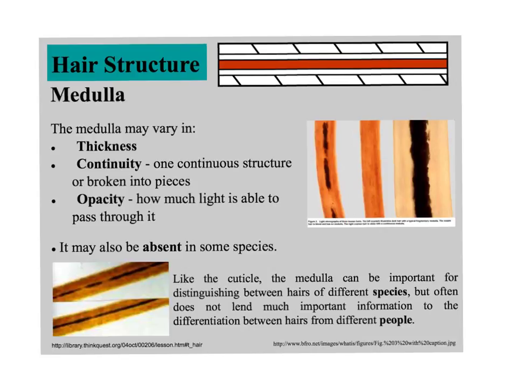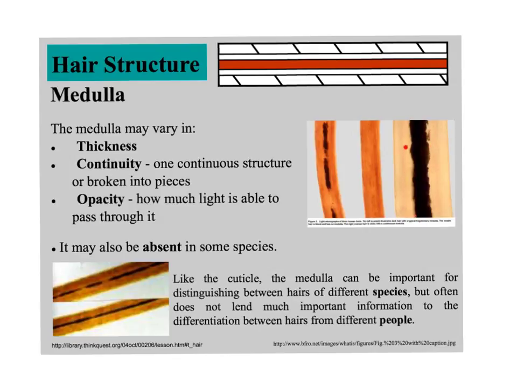All right, we're looking here at the medulla. Medulla can vary in three ways: the thickness, the continuity, or the opacity, which is how easily light is able to get through it. And notice some human hairs, like this one, don't even contain a medulla, or it's very hard to see. Other human hairs have a very thick medulla, but generally, medulla this thick comes from an animal.